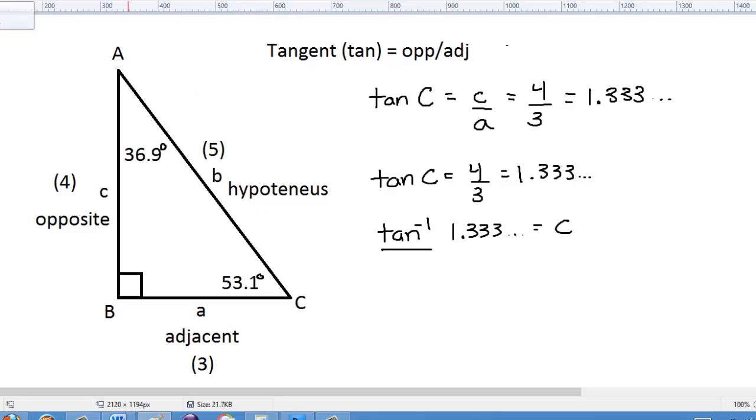Now if I did this for A, I would get the exact same thing, where it would be opposite, which would be A, over adjacent, which would then be C for angle A. I would not get the same number, but I would get the same ratio, and it wouldn't matter what triangle I used.